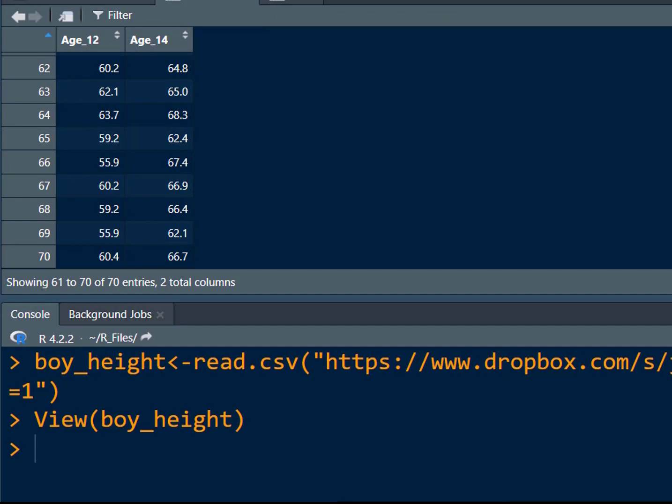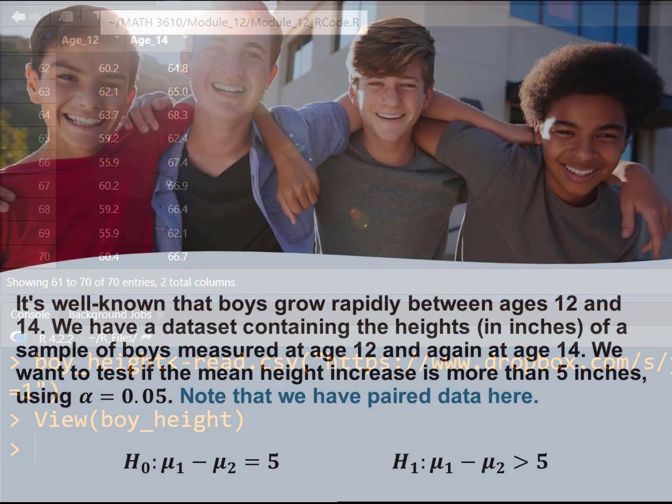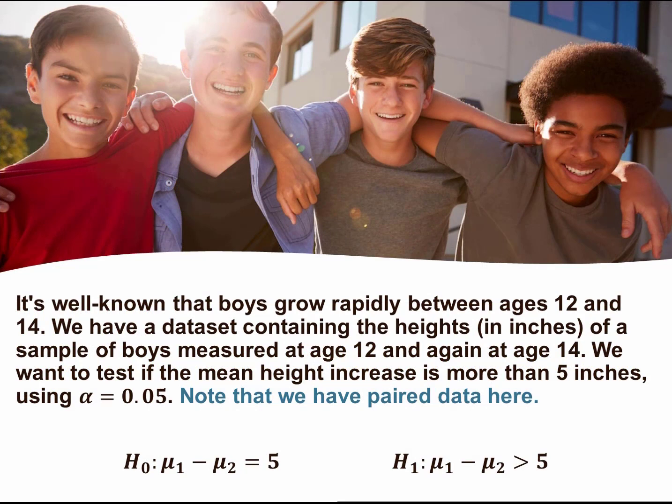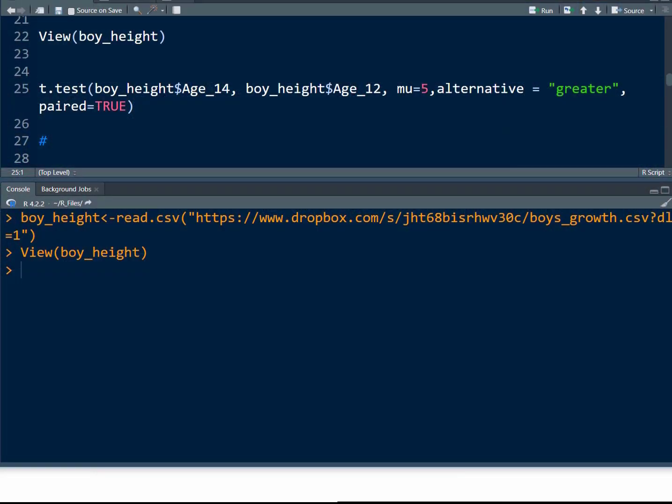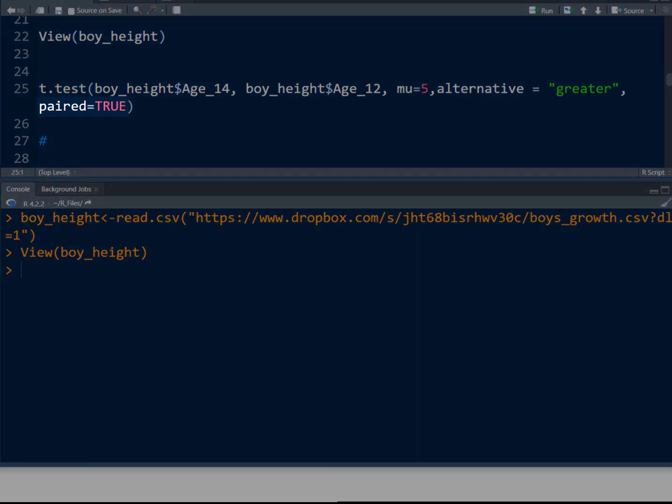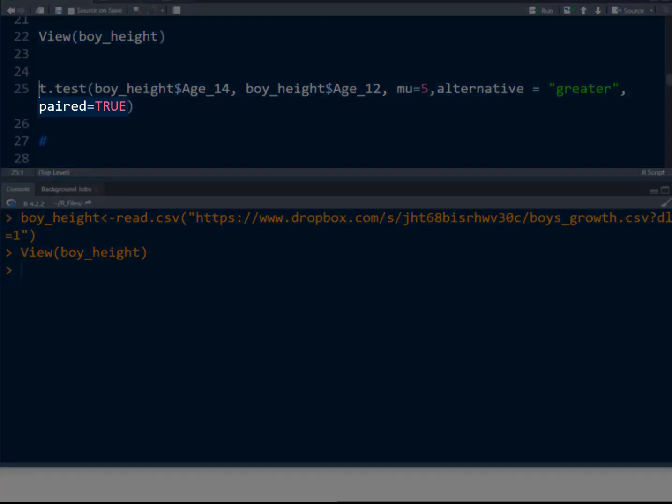Looking at the data, we see 70 entries, which is larger than 30, so the test assumptions are satisfied. The null hypothesis is H0, which states that mu1 minus mu2 equals 5, and the alternative hypothesis is H1, which says that mu1 minus mu2 is greater than 5. Now, since we have paired data, we need to include the paired equals true option in our t-test command.